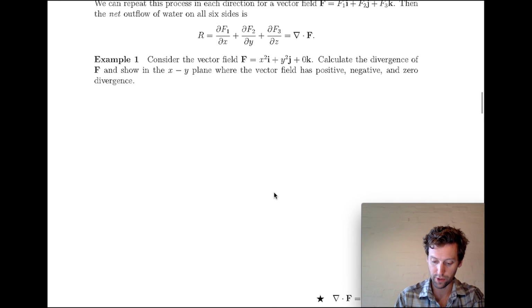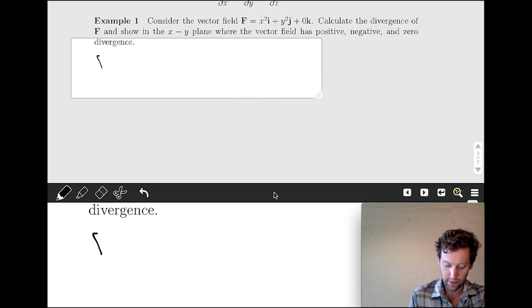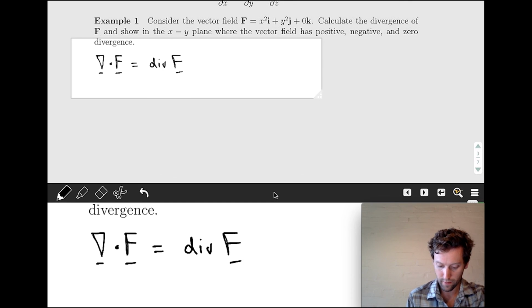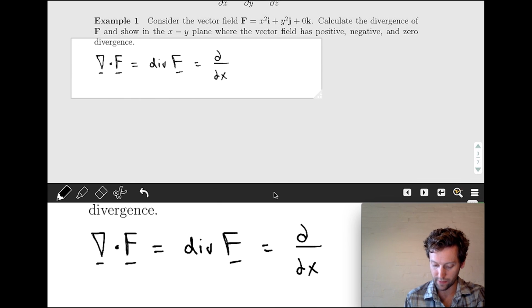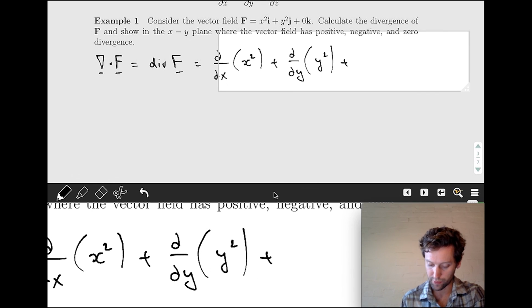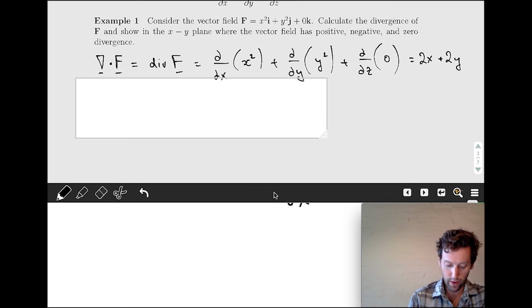Now let's see what the divergence looks like and try to show in the xy plane where we have our vector field with positive, negative, and 0 divergence. So the divergence, del dot f, or I could write it as div f, is going to be the derivative with respect to x of the x component plus the derivative with respect to y of the y component plus the derivative with respect to z of the z component. And that was just equal to 0. So you see we're going to get a scalar, 2x plus 2y.